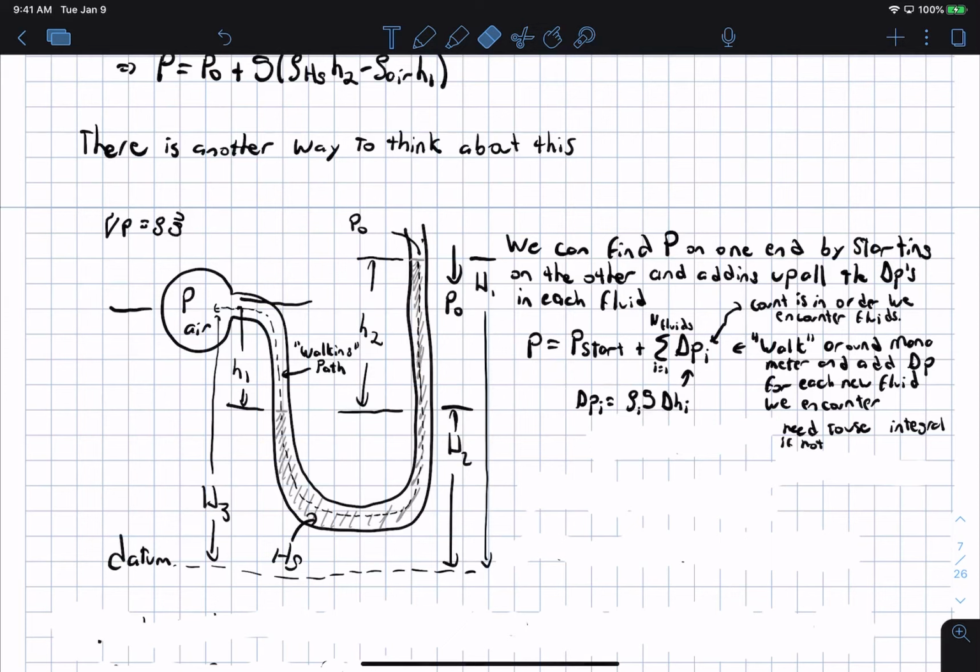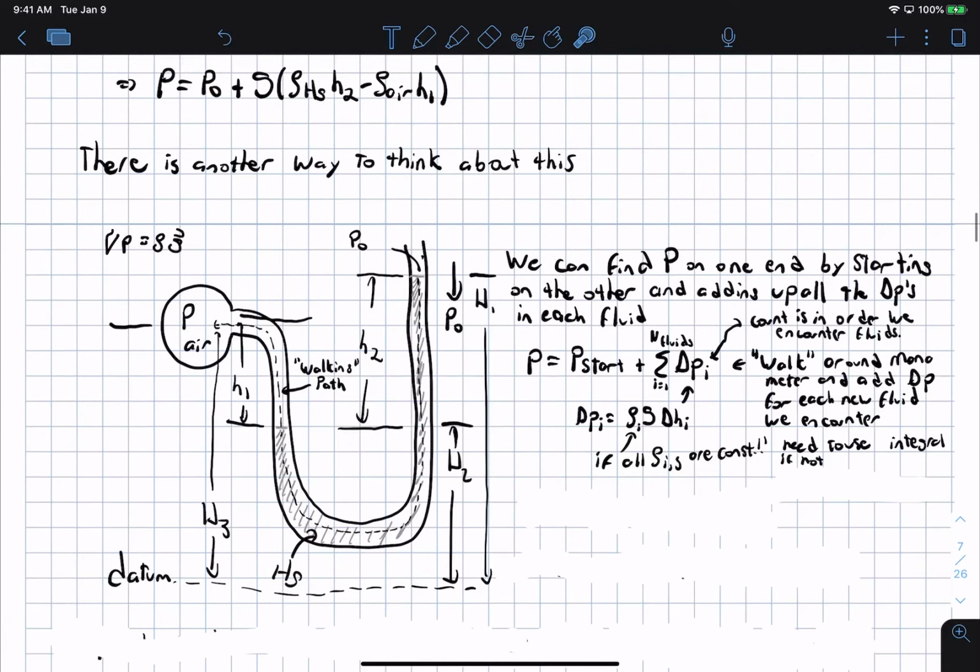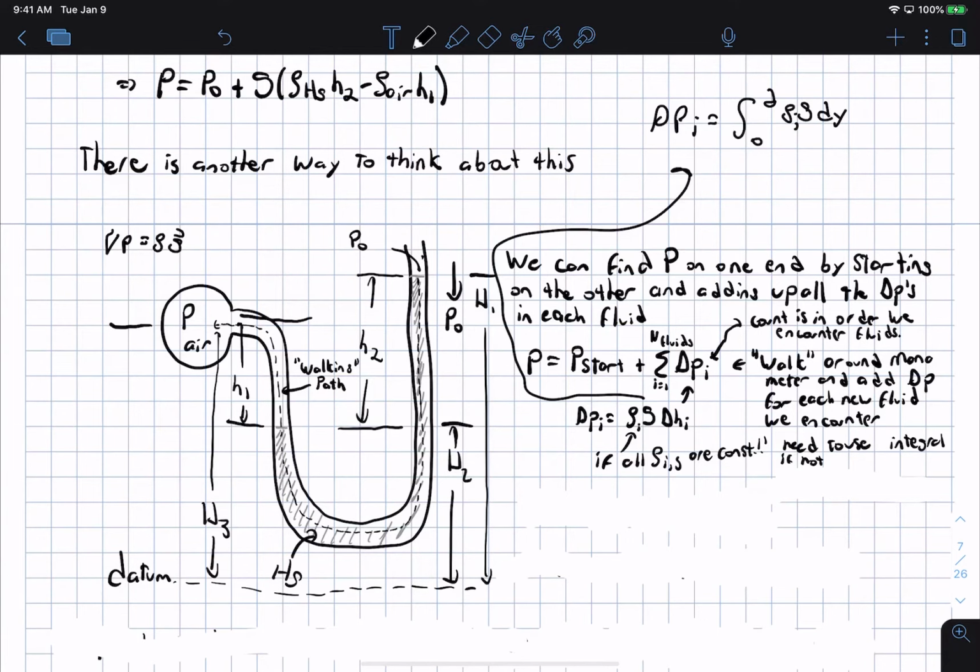Okay, and so we can define delta P_i as just rho_i times g times h_i. Of course, this is only valid if all the rho_i's are constant and g is also constant. If not, you would have to do the formal integral. This is just a little aside: we'd have delta P_i equals the integral from 0 to some depth of rho g dy.